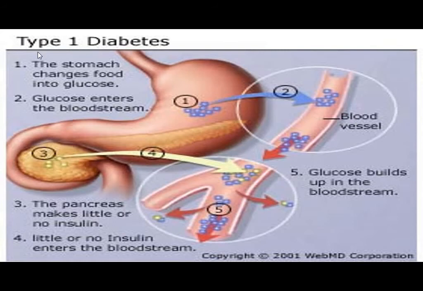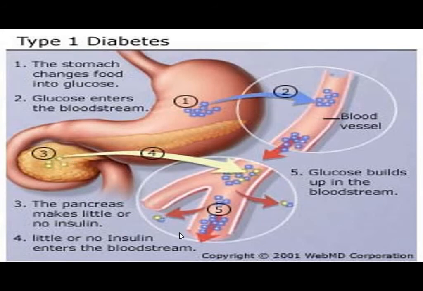two types. One is type 1 diabetes. Okay, in here, like normal, the stomach changes the food into glucose, and that sugar gets into the bloodstream as it goes through absorption. Okay, and you can see it passing into the bloodstream. And the pancreas then is making little or no insulin, and that's a problem because that sugar's not getting broken down and filtered.